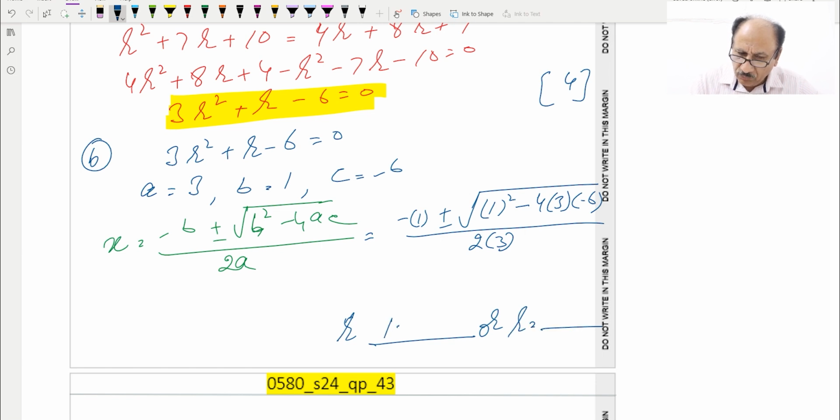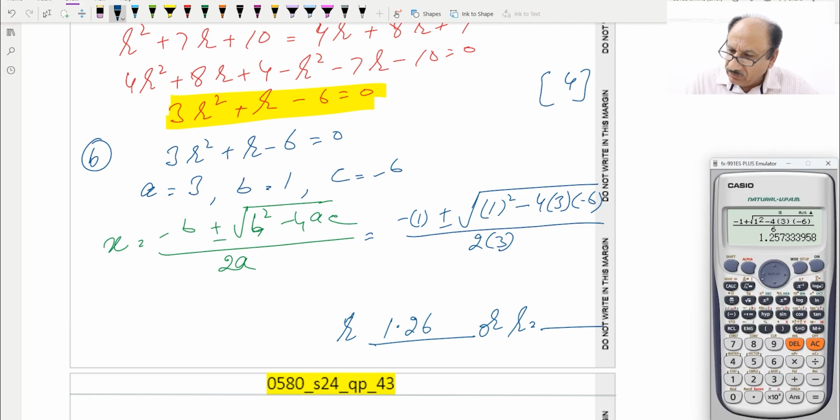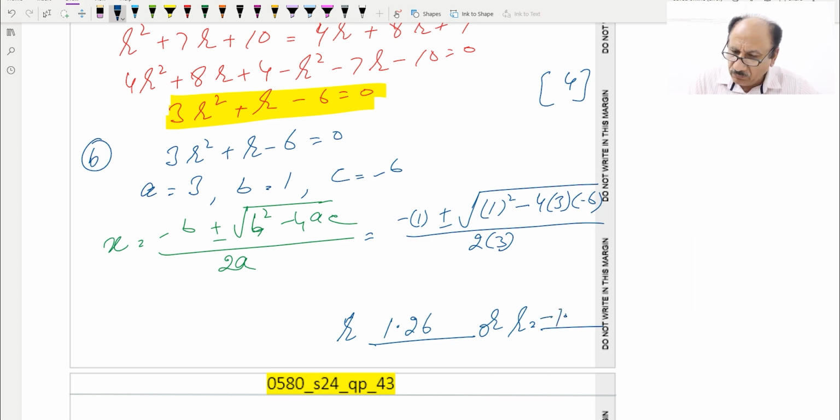So 1.26, we got this value, and for the second value we change plus into minus, and this will be minus here, giving us minus 1.59. So minus 1.59 will be the answer. These are the two answers, and this is for the 3 marks part which we have done. Hopefully you understood this.